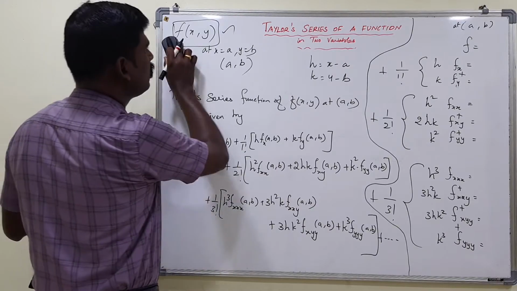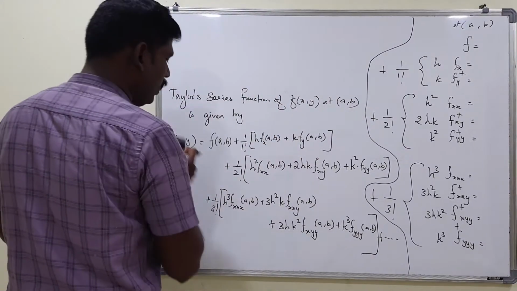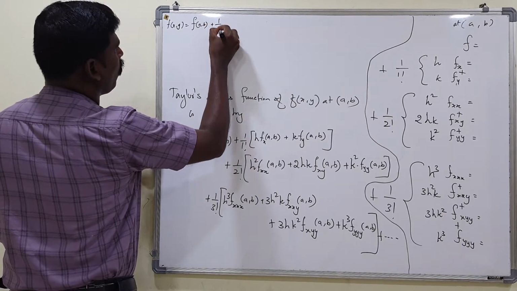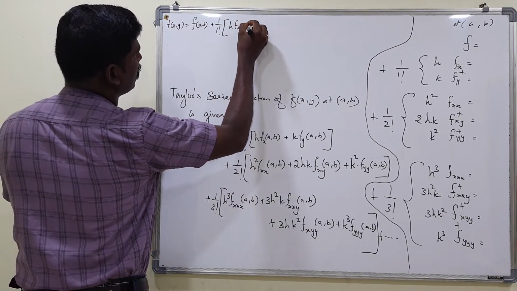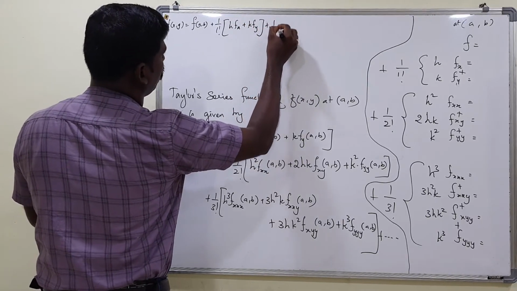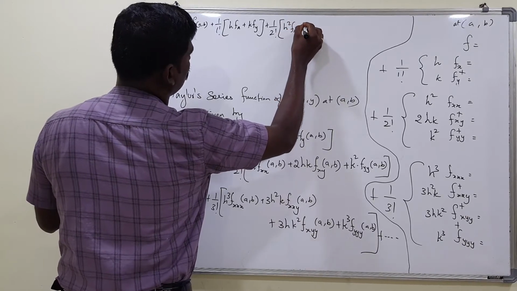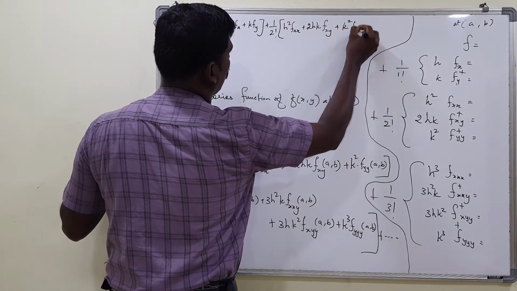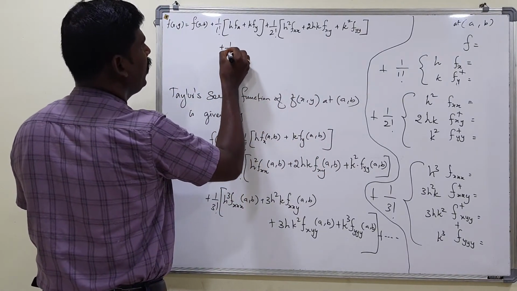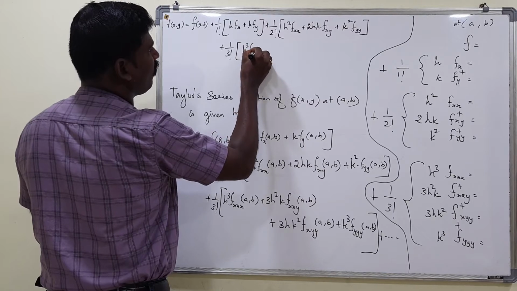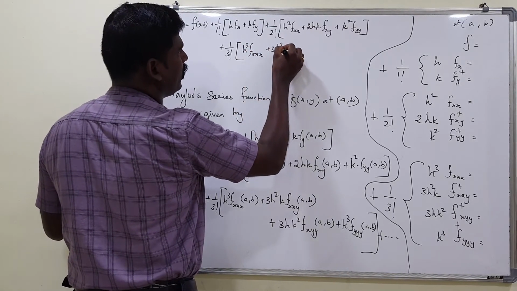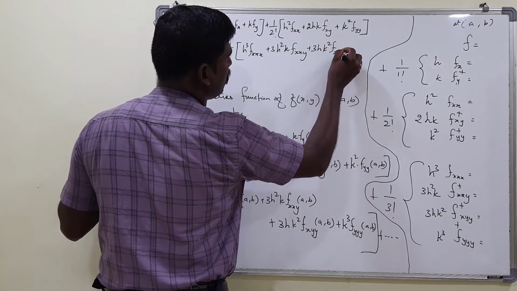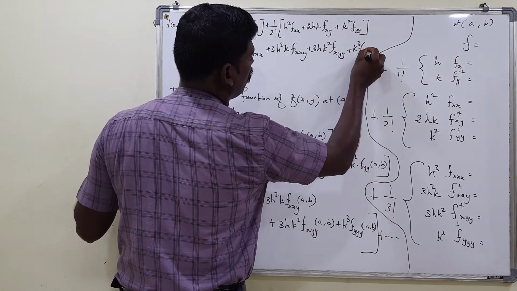Simply we can write it as f of x comma y is equal to f of a comma b plus 1 by 1 factorial into h into fx plus k into fy plus 1 by 2 factorial into h square into f double x plus 2hk into f xy plus k square into f double y plus 1 by 3 factorial into h cube of f triple x plus 3h square into k of f double x y plus 3hk square into f x double y plus k cube of f triple y.